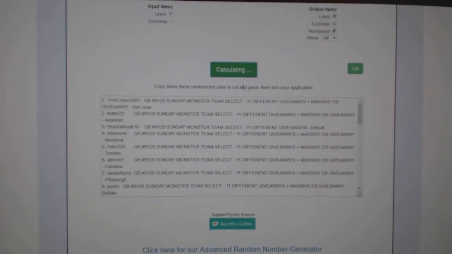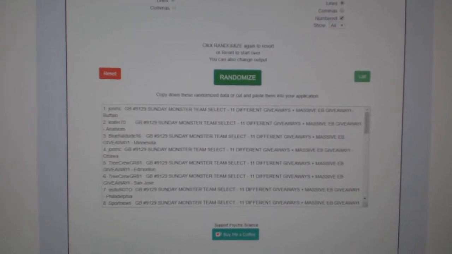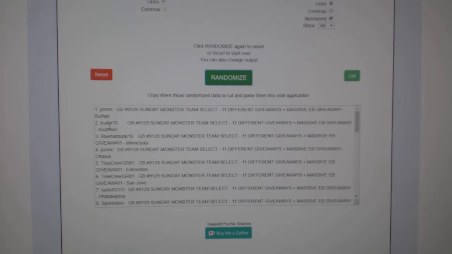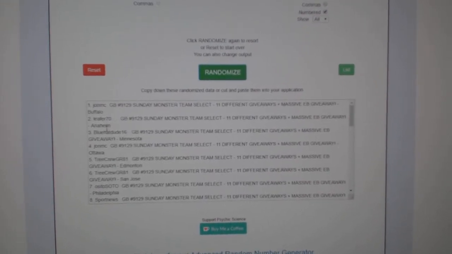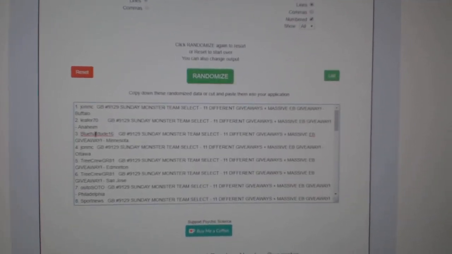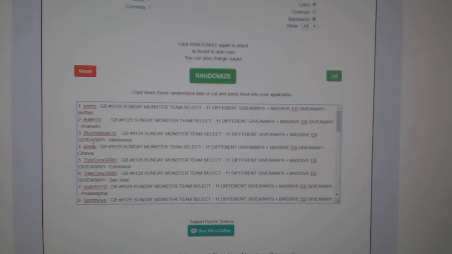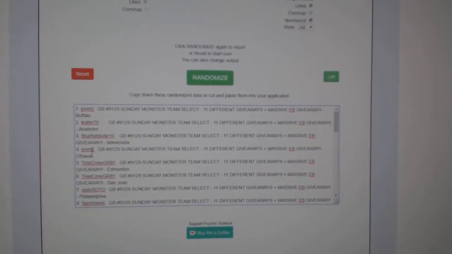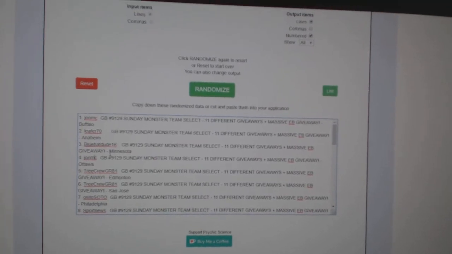One, two, three. So, John MC has a Cup 10. Leafer 70 gets a Matthews Auto out of 34. Blue Hat Dude gets a Line A Auto out of 29. John MC gets the Artifacts. Nope, that's wrong. Gets a Splendor.